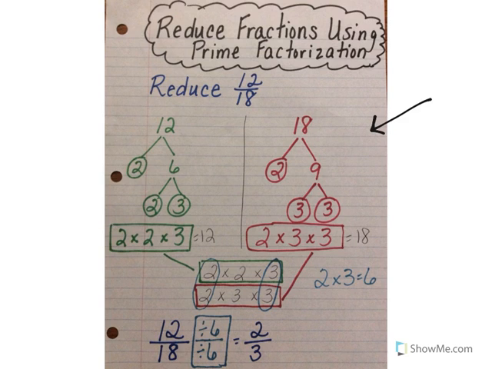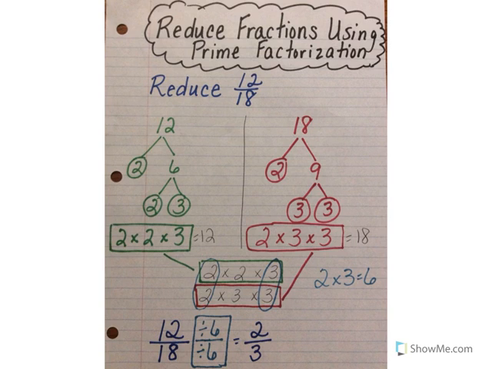There's nothing left to break down, so we write those prime factors that have been circled in order from least to greatest. And we have 2 times 3 times 3. And if we multiply it out, we see that 2 times 3 is 6, and 6 times 3 is 18, and we're back to our original 18. So we did it correctly.